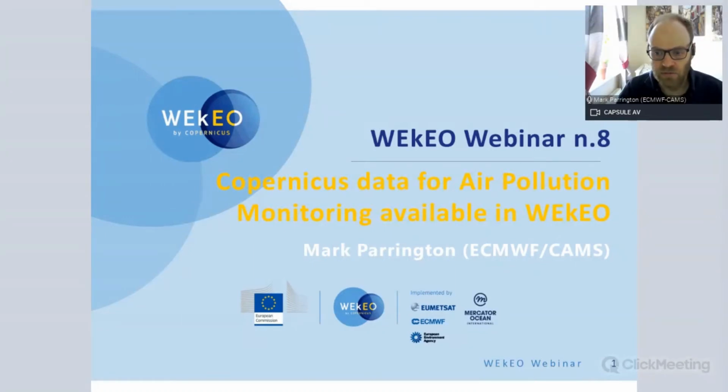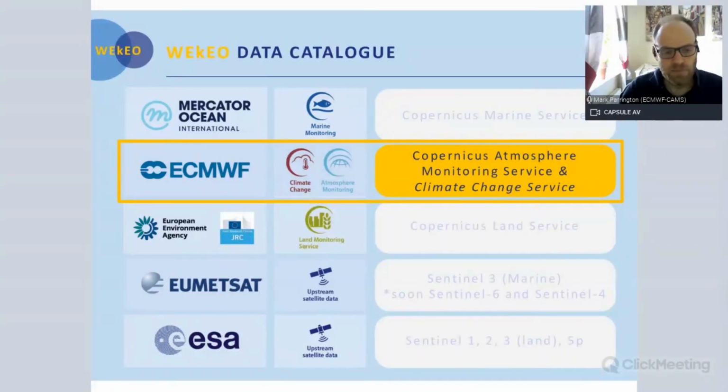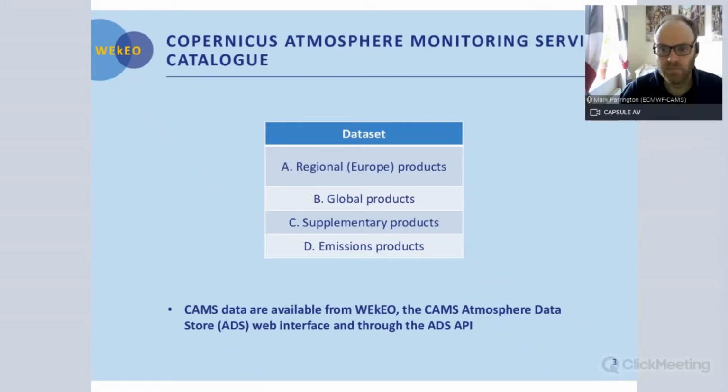So I'm going to give an overview of the products from the Copernicus Atmosphere Monitoring Service that are available in Wikio to fill in the gap of those that Anne Katrine just showed. So as we've already seen about the other Copernicus services and the Sentinel data available on Wikio. At ECMWF, we run the Copernicus Atmosphere Monitoring Service, of course, but also the Climate Change Service, and that data is available on Wikio. But I'm only going to focus on the CAMS data this morning.